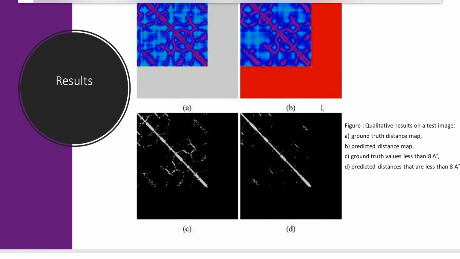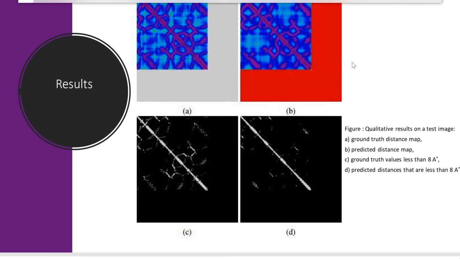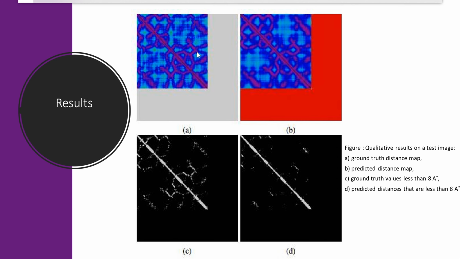Now just presenting a few visual results. This is the ground truth, and this is our predicted map. This is the less than 8 angstrom, and the other one is more than 8 angstrom, and this is the corresponding prediction for that.